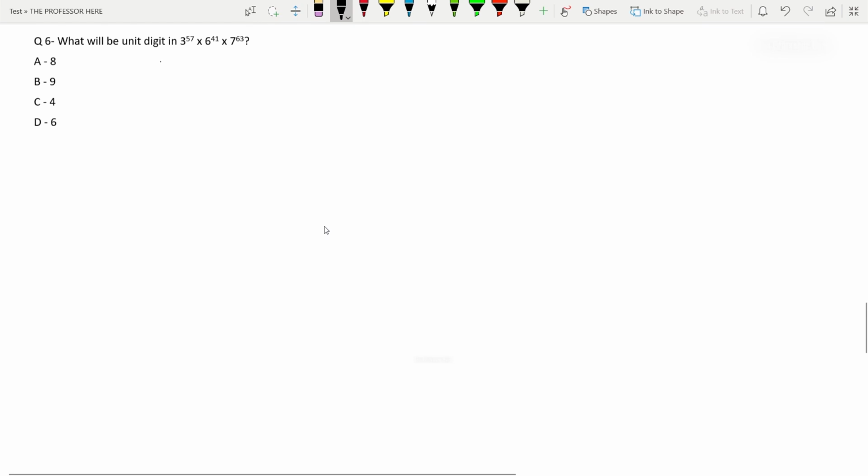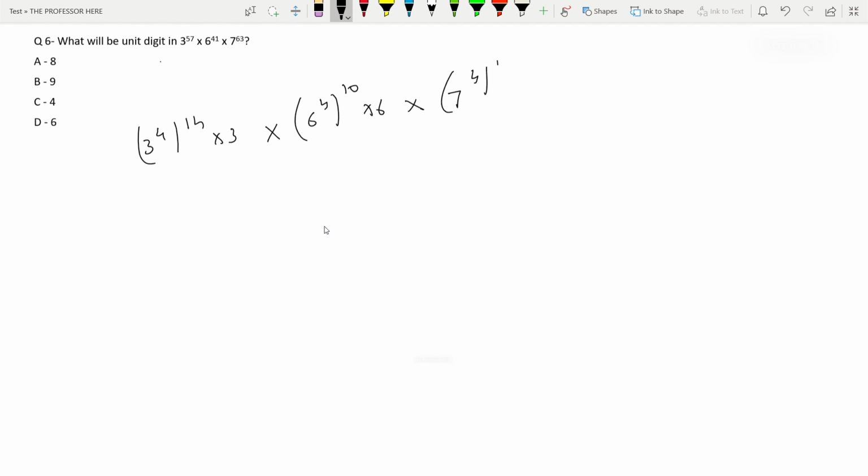Now we come to question number 6. 3 raised to 57, 6 raised to 41, 7 raised to 63. So this is an application of question number 4 and 5 together. 3 raised to 57 can be written as (3 raised to 4) the whole raised to 14 into 3. Now 6 raised to 41 can be written as (6 raised to 4) the whole raised to 10 into 6, into 7 raised to 63 can be written as (7 raised to 4) the whole raised to 15, into 7 raised to 3.